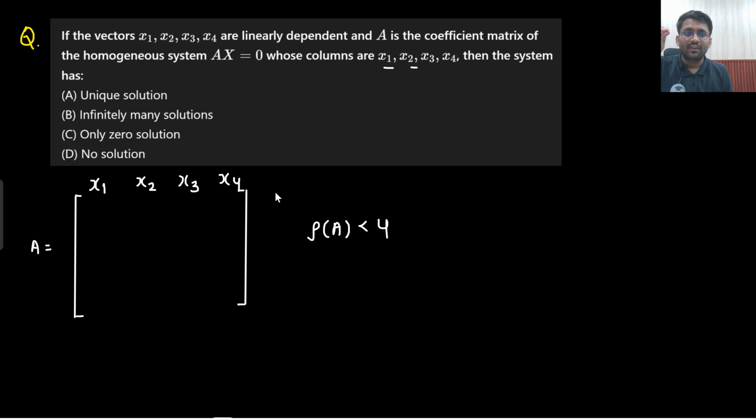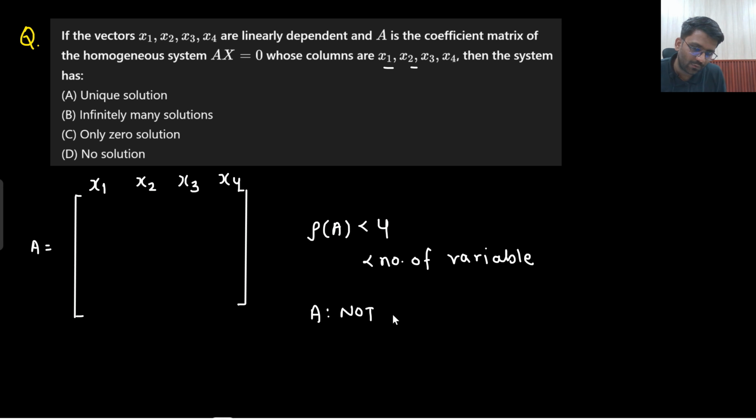That means there are maximum 3 linearly independent vectors. They are depending, no? That means maximum 3 linearly independent vectors could be there. That means rank of A is less than 4, which is less than the number of variables. Basically, it is not a full rank matrix. A is not a full rank matrix.